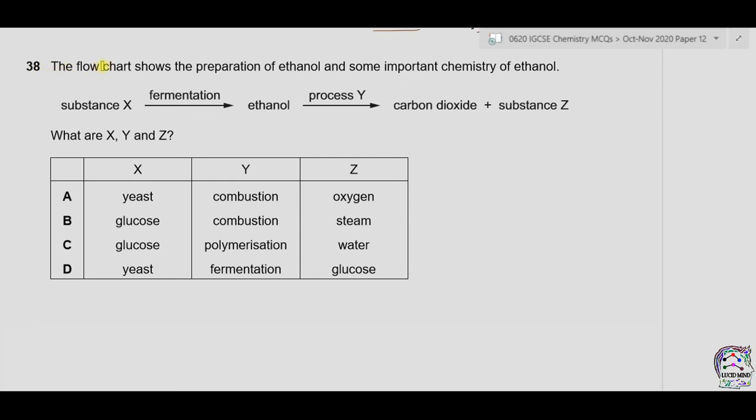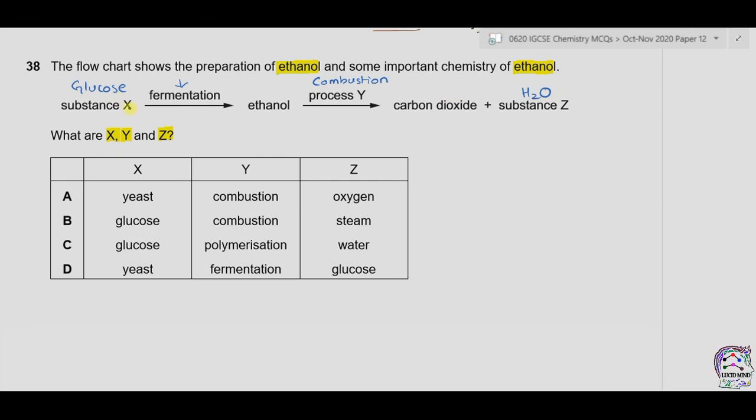Question 38. The flowchart shows the preparation of ethanol and some important chemistry of ethanol. What are X, Y and Z? The first process is fermentation. Now we know that glucose can be fermented in the presence of yeast to form ethanol. And ethanol can also be used as a fuel. So in fuel, what happens is that combustion of ethanol takes place and it forms carbon dioxide along with water vapors.